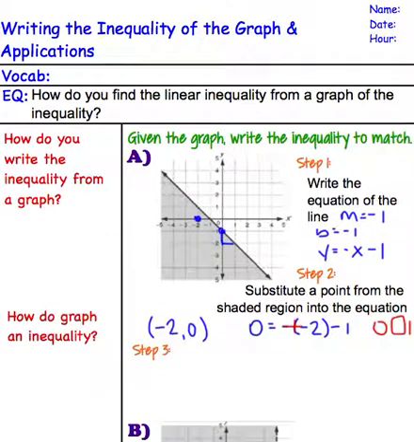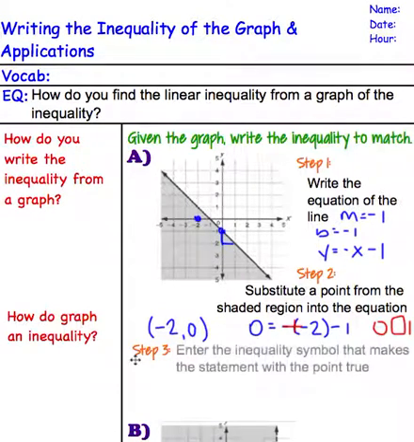So then our third step is to enter the inequality symbol that makes the statement with that point true. If I look here, I see that I have a solid line, and a solid line means that my inequality symbol is going to have the or equal to line underneath it. The inequality that makes 0 versus 1 true would be less than. So it'd be less than or equal to, which means if we go back to our original equation, we have y is less than or equal to -x minus 1.